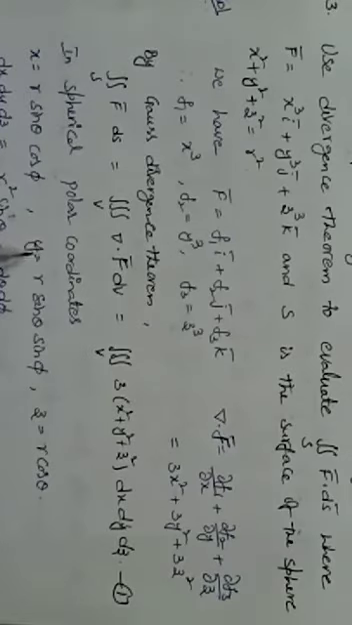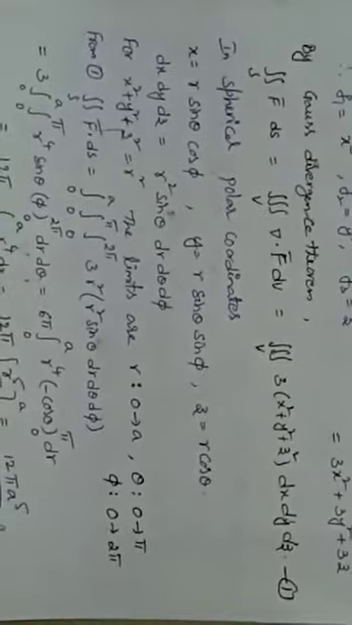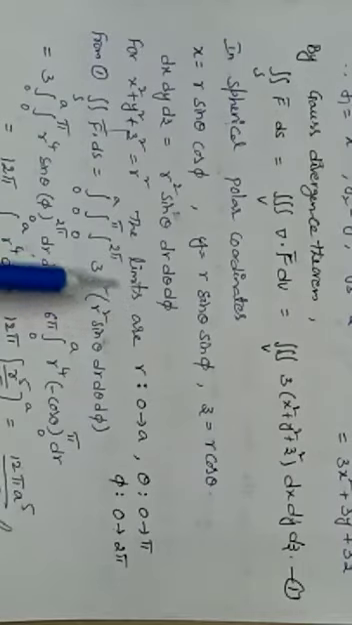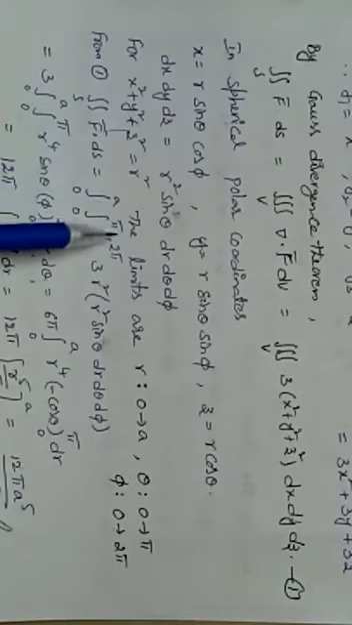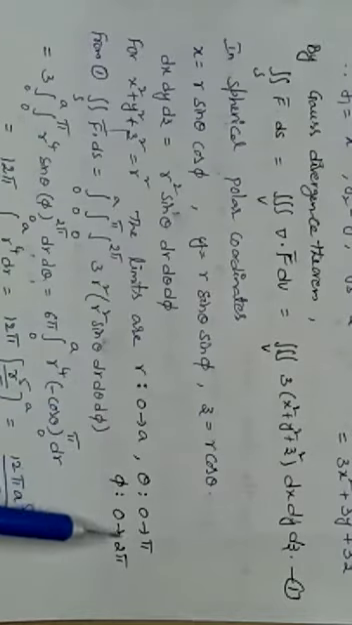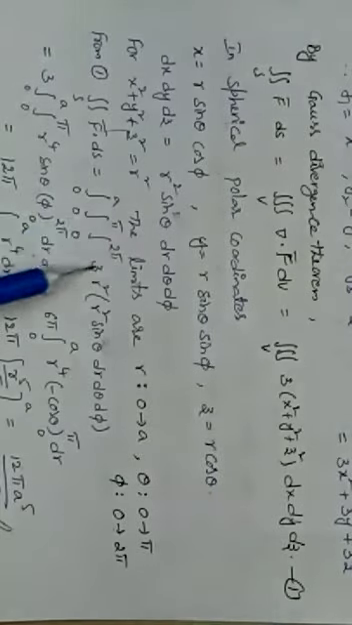Next, the polar coordinates of the sphere are x is equal to r sin theta cos phi, y is equal to r sin theta sin phi, and z is equal to r cos theta. So here dx dy dz is r squared sin theta dr d theta d phi. For the sphere x squared plus y squared plus z squared is equal to r squared, the limits are r from 0 to a, theta from 0 to pi, and phi from 0 to 2 pi. This polar coordinates of the sphere you already studied in the previous semester.